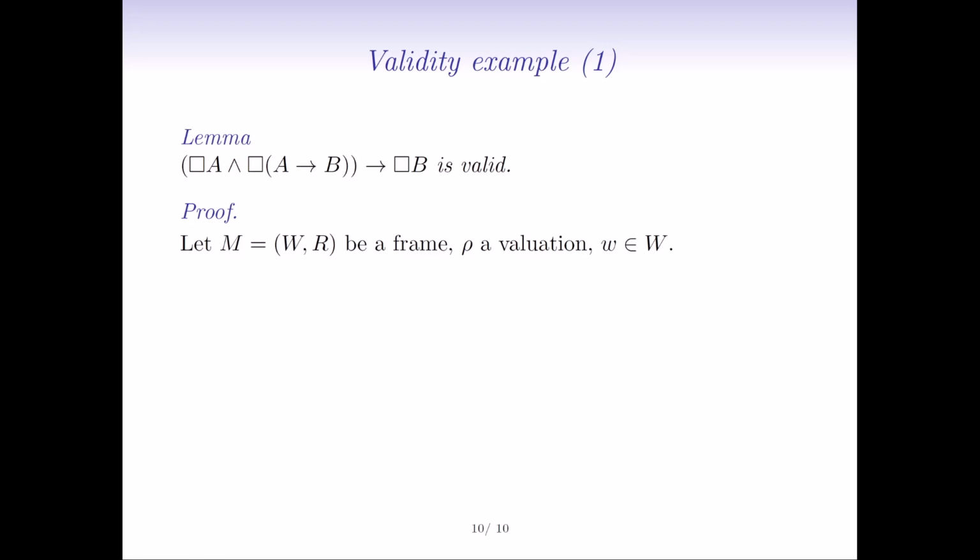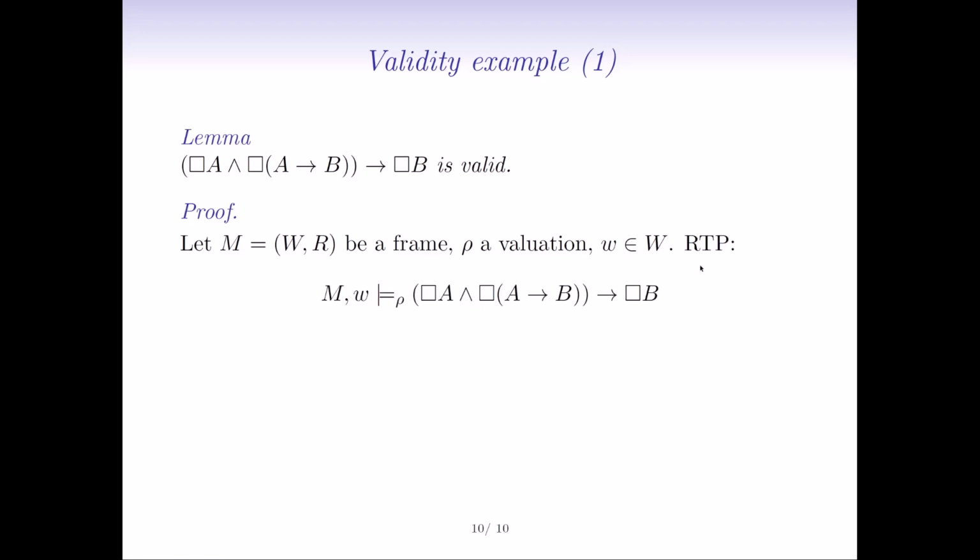So, to that end, let us pick an arbitrary valuation rho. Again, we will assume nothing about that valuation. And we'll pick an arbitrary world W in the frame. And we won't assume anything about that either. If you can prove something for arbitrary choices of world, valuation, and frame, then you know that it is true for all worlds, valuations, and frames.